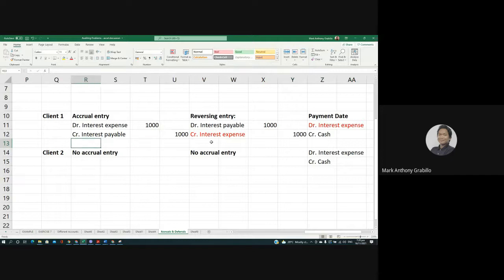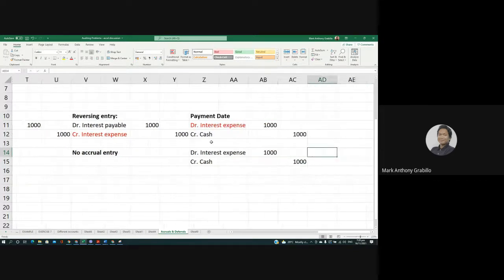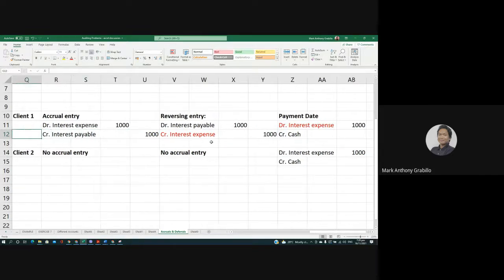So, let's say client 2 really has no accrual, nothing to accrue, so you did not make an accrual entry. So, there is also no reversing entry because there was really no accrual entry to make. So, the following month, he pays interest, because that month the interest rate is favorable. So, he debits interest expense, 1,000, and then credits cash, 1,000. So, his entry is correct. Alright. So, that is the purpose of the reversing entry.